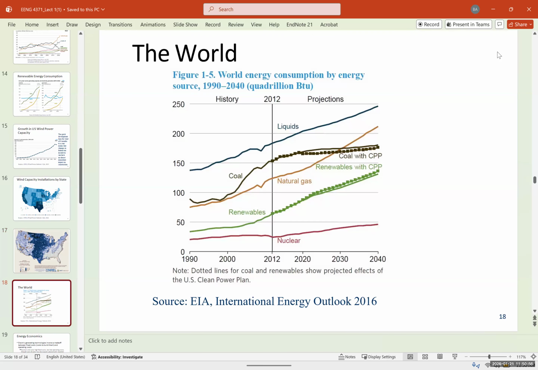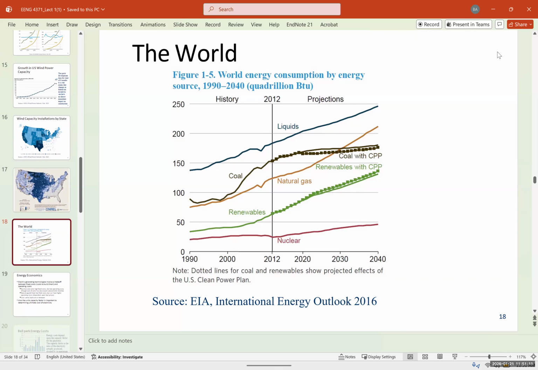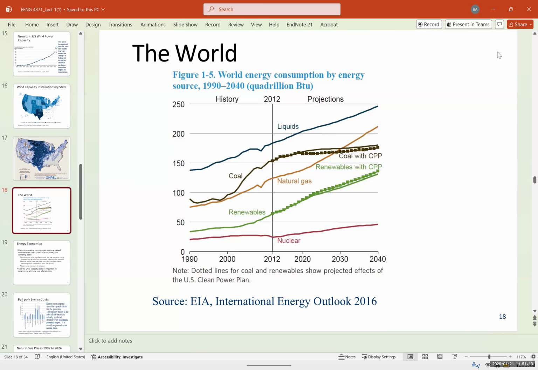Now, these are the world energy consumptions by energy source from 1990 to 2040. And you can see that natural gas and renewables are increasing and coal is decreasing from the total share. And overall, the consumption is going up.